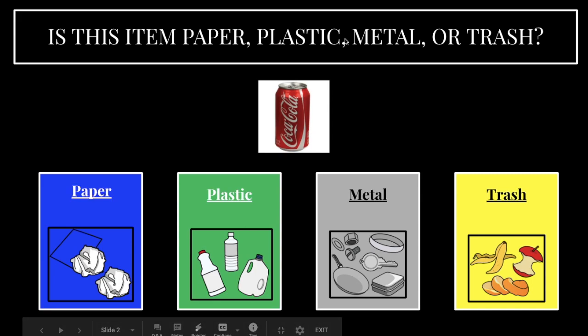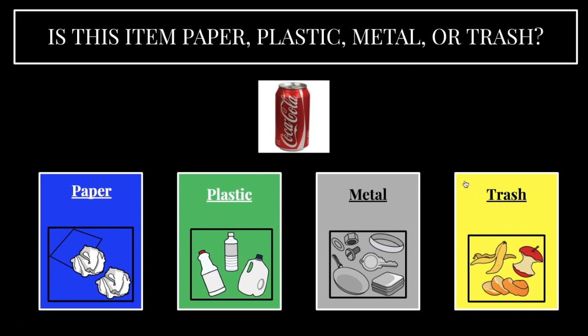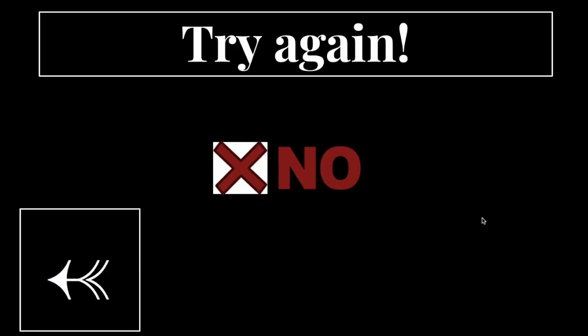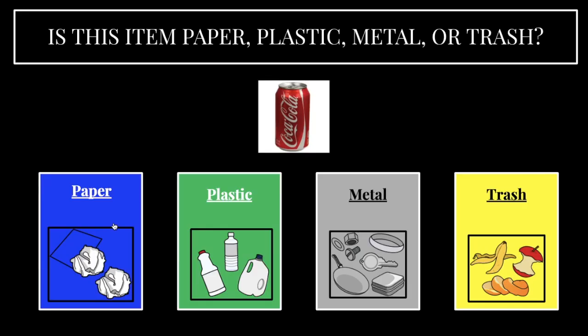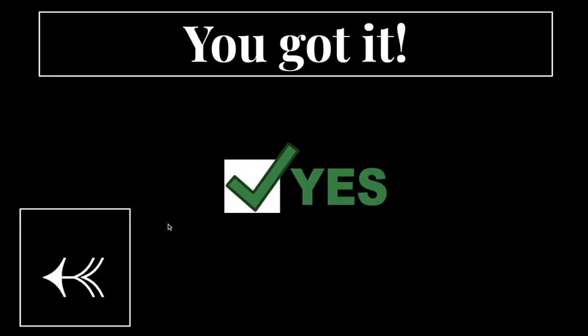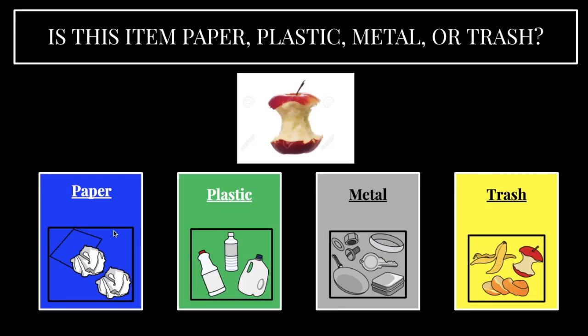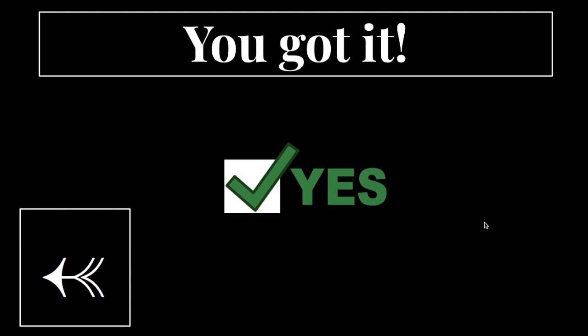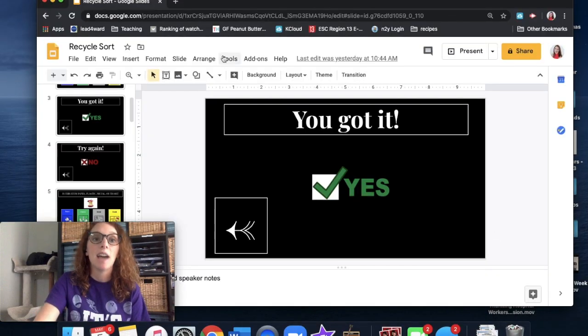Is this item paper, plastic, metal, or trash? Oh, it's trash. Oh, no, it's not. Let me go back. Oh, it is trash, but I can put it in the recycling, and it's metal. Awesome, I got it. So then I would go to the next question. What is this? Is this paper, plastic, metal, or trash? It's trash. I got it. So this is the type of activity that I'm going to show you a how-to.